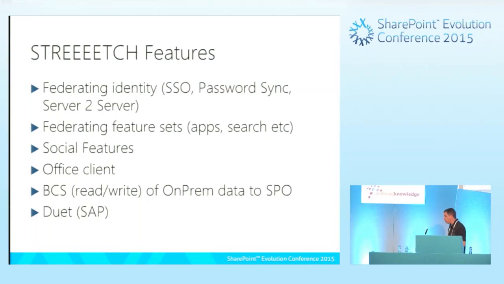Okay, so these are the features that you get with a two-way federated hybrid environment. Okay, so you get true single sign-on. The social features come along. BCS, as of right now, I think still needs to be nested within an app. I'm not sure if that's still the case. It was a couple months ago. All the Office clients features that come with your normal traditional SharePoint on-prem environment.